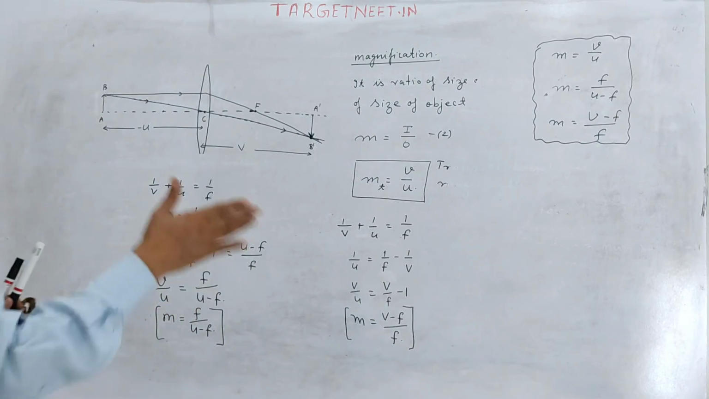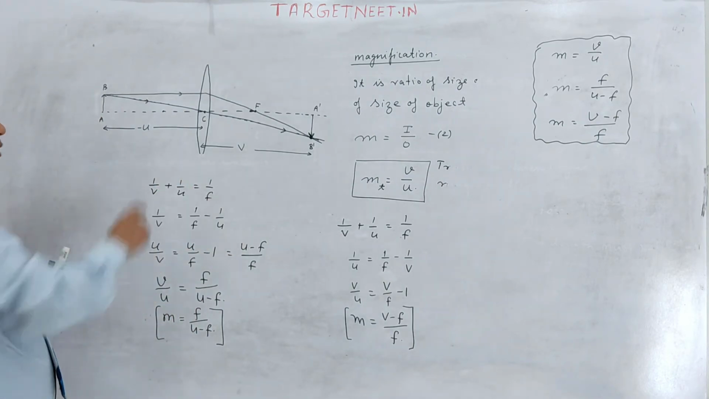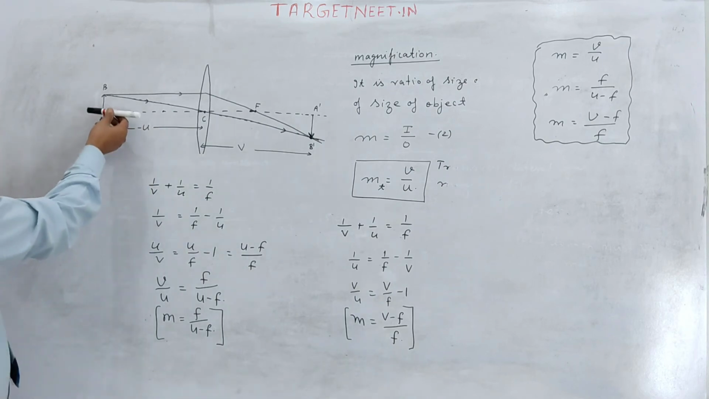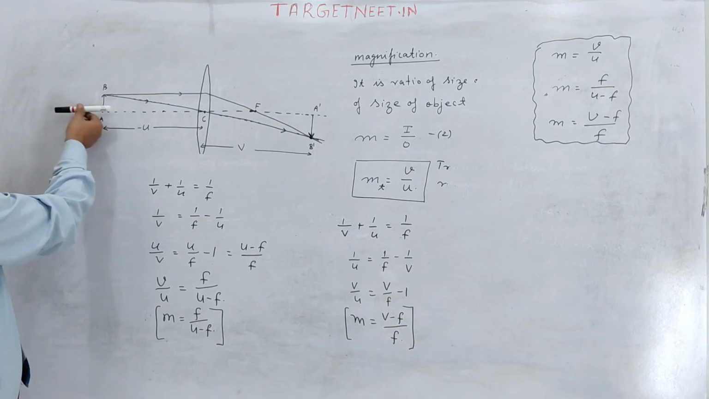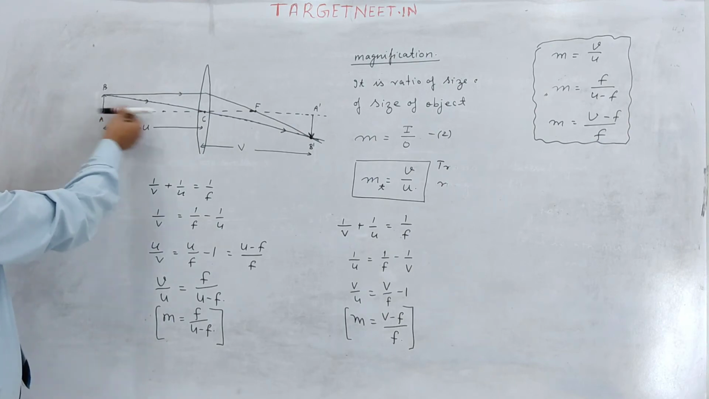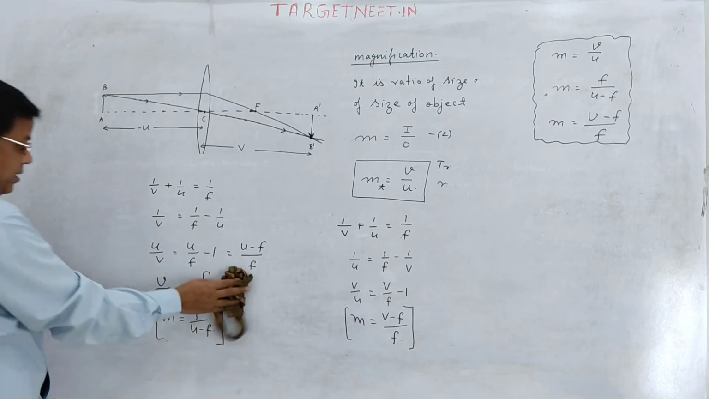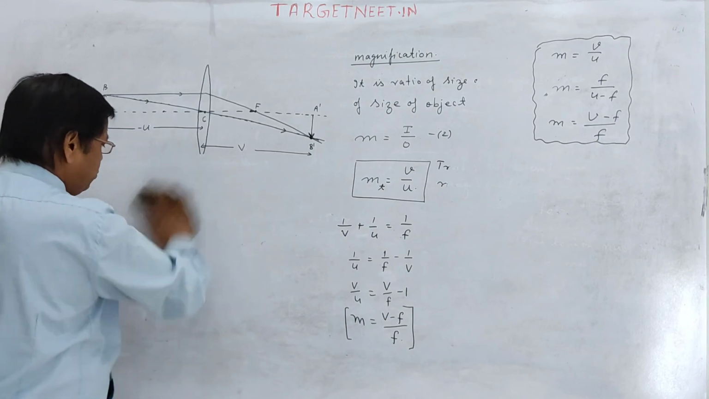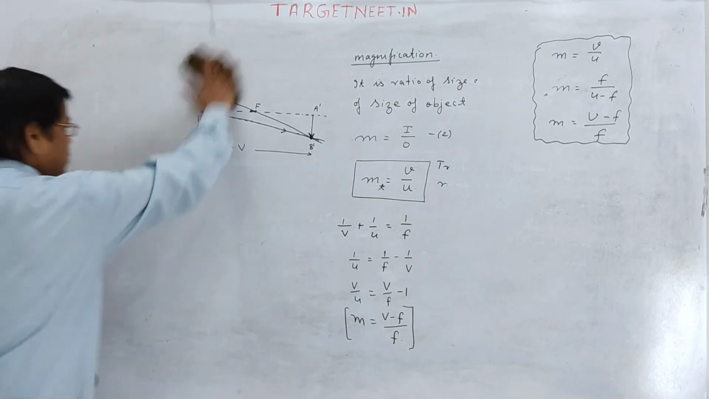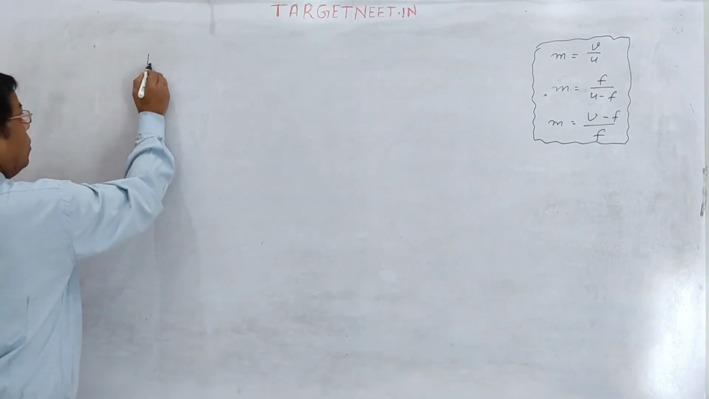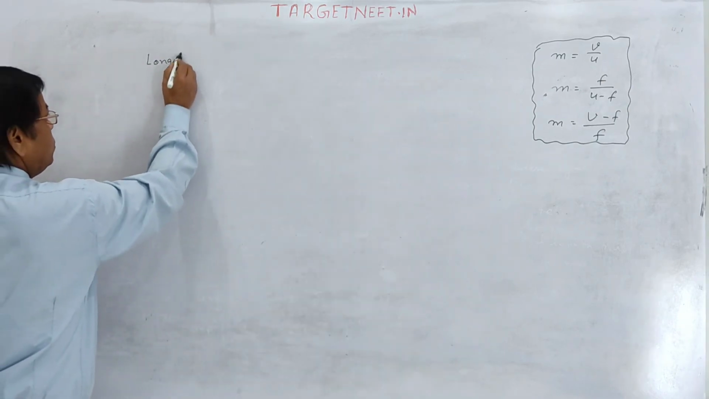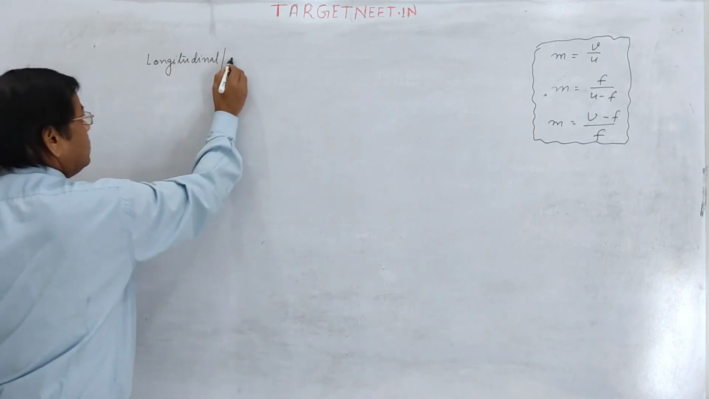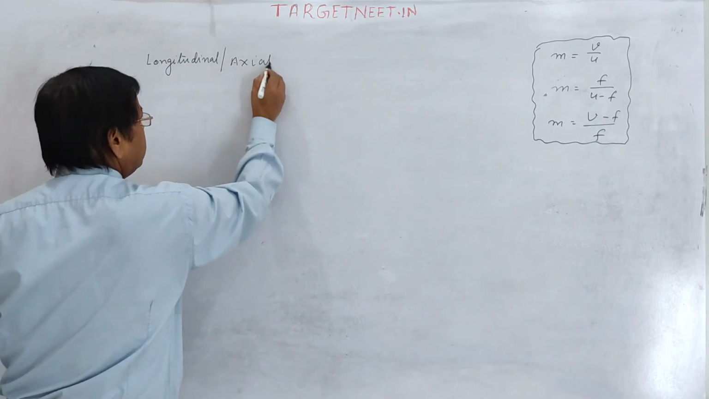Now what is longitudinal magnification or axial magnification? In axial magnification, we put the object like this and we measure the length of object and length of image along the principal axis. So if the object and image lie along the principal axis, then we define longitudinal magnification or axial magnification.